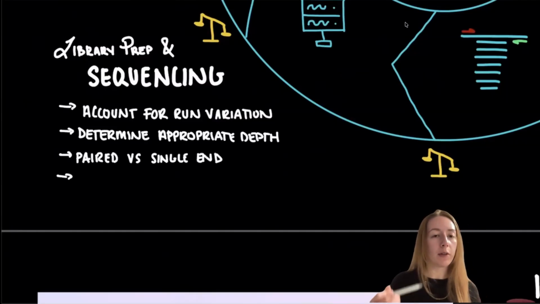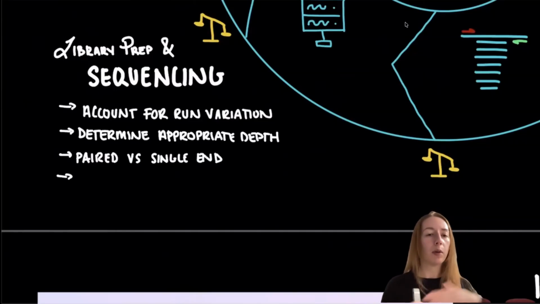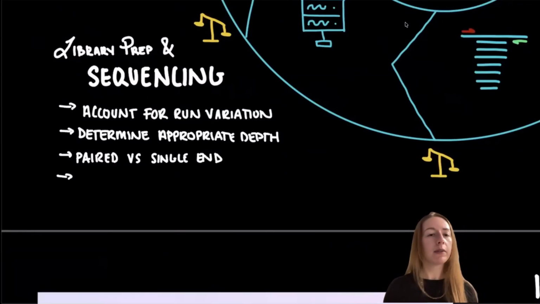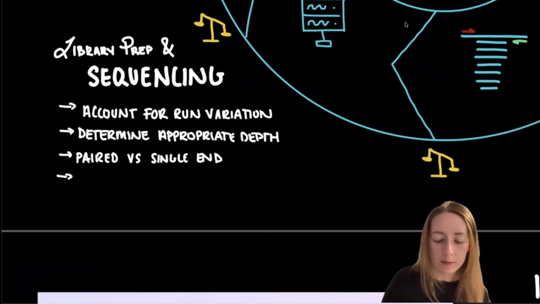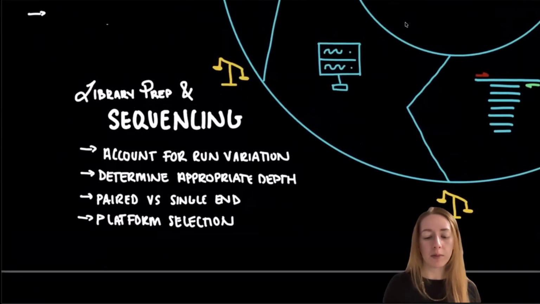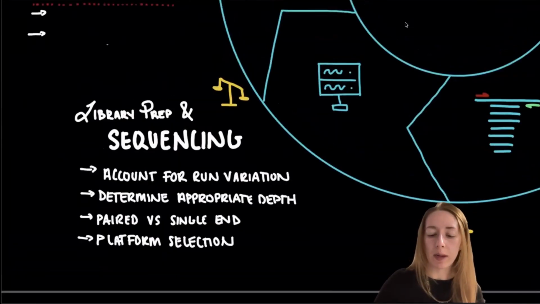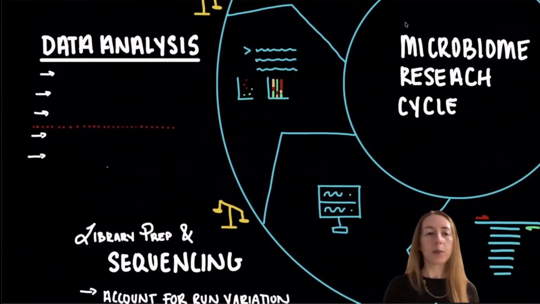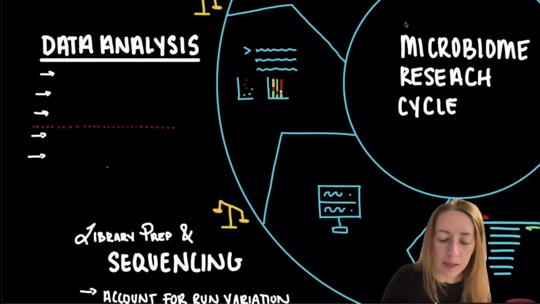Okay, and then there's the question of paired versus single end reads. So paired end takes into account both ends and looks at the forward and reverse sequences. But overall, paired is nice because it'll allow you to double check your sequences. And then platform selection will depend on, again, the kind of sequencing that you want to run. So they all have their strengths and weaknesses, right? The nanopore and Illumina and PacBio all have their strengths and weaknesses.